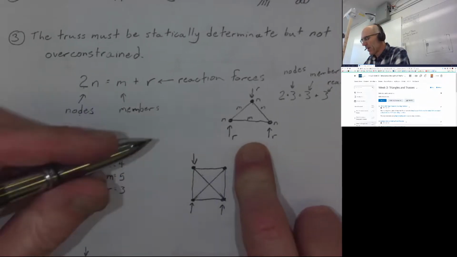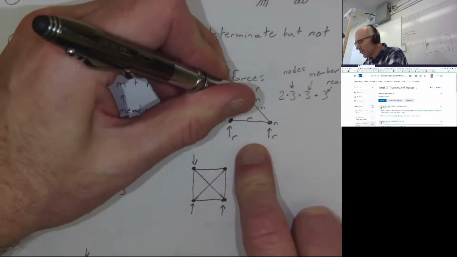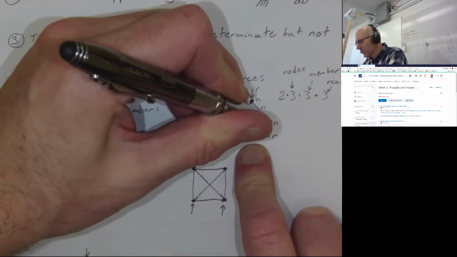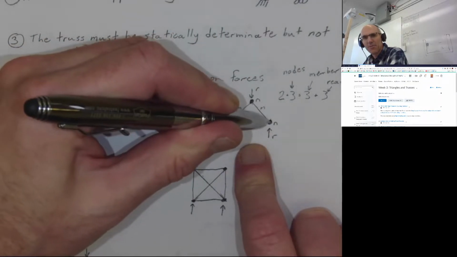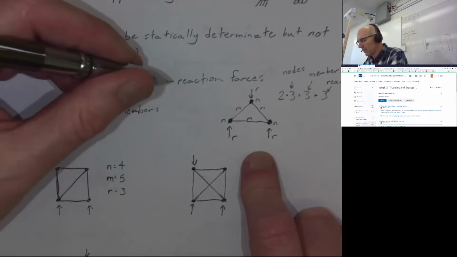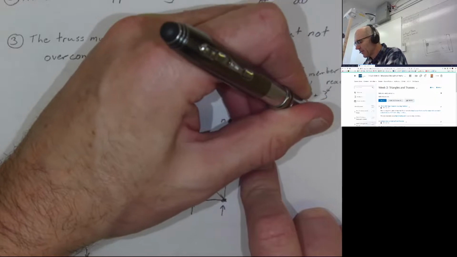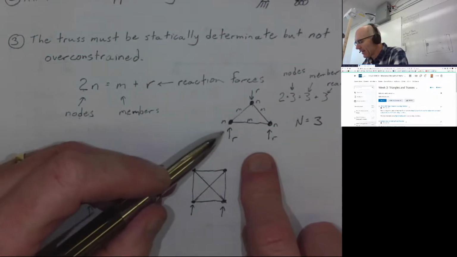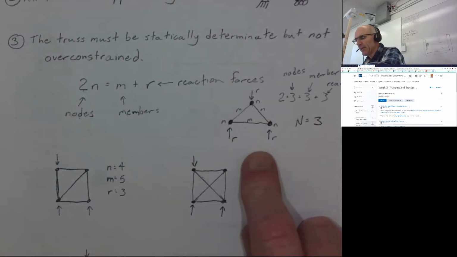Okay, so our nodes are these joints in the corner. So each place you put a pin in counts as a node. So right on here, I see 1, 2, 3 nodes. So here I've got n equals 3. And then I've got members. Now the members are what join the nodes together.